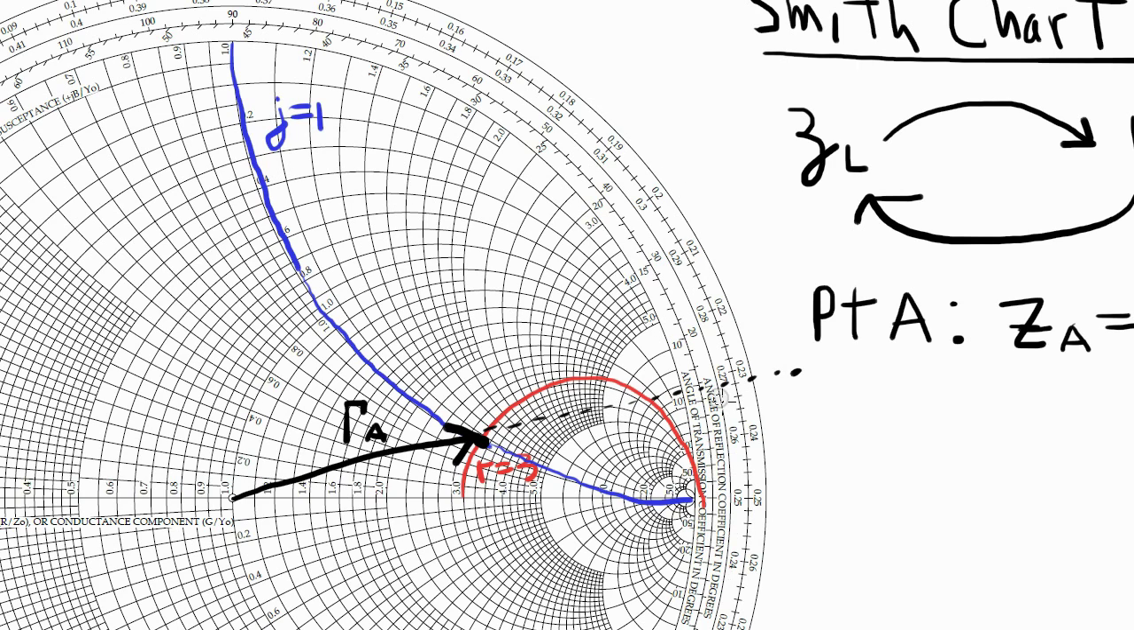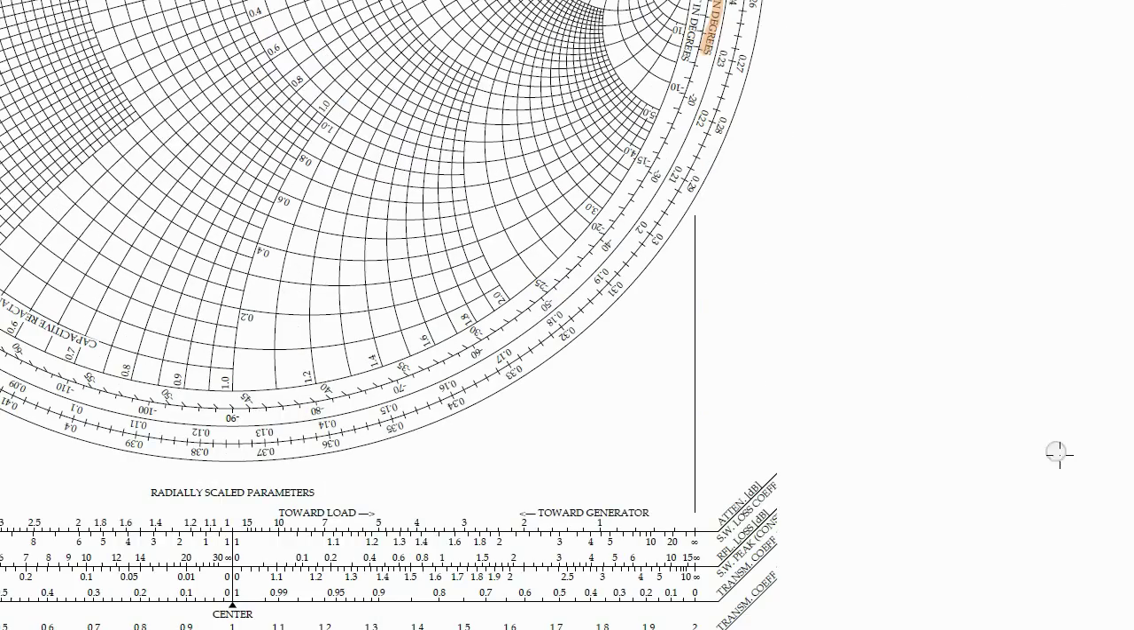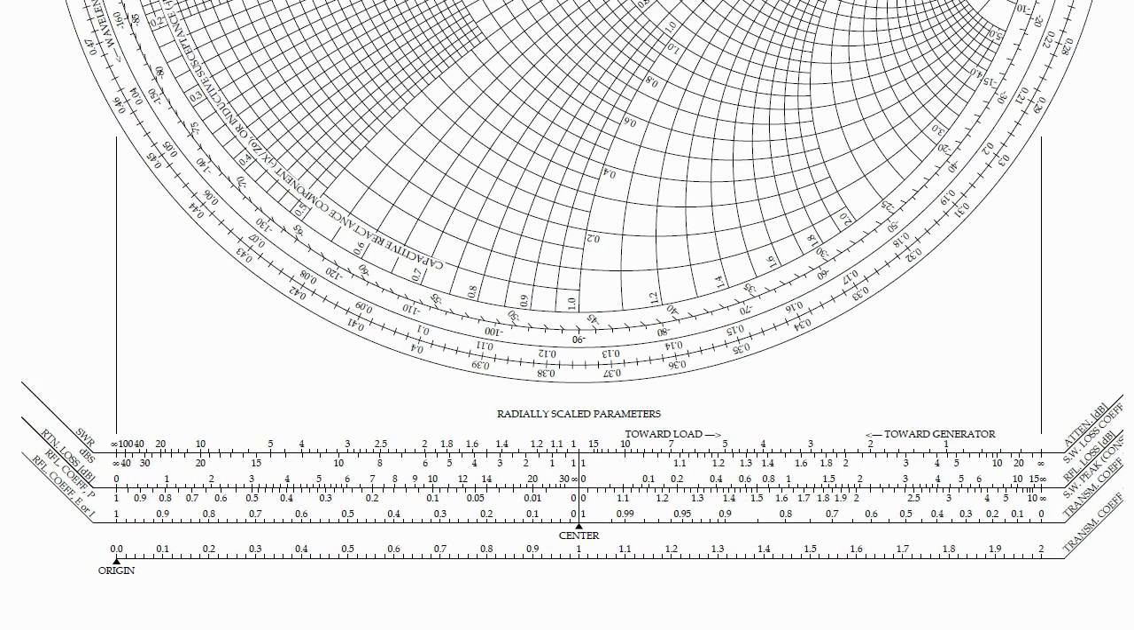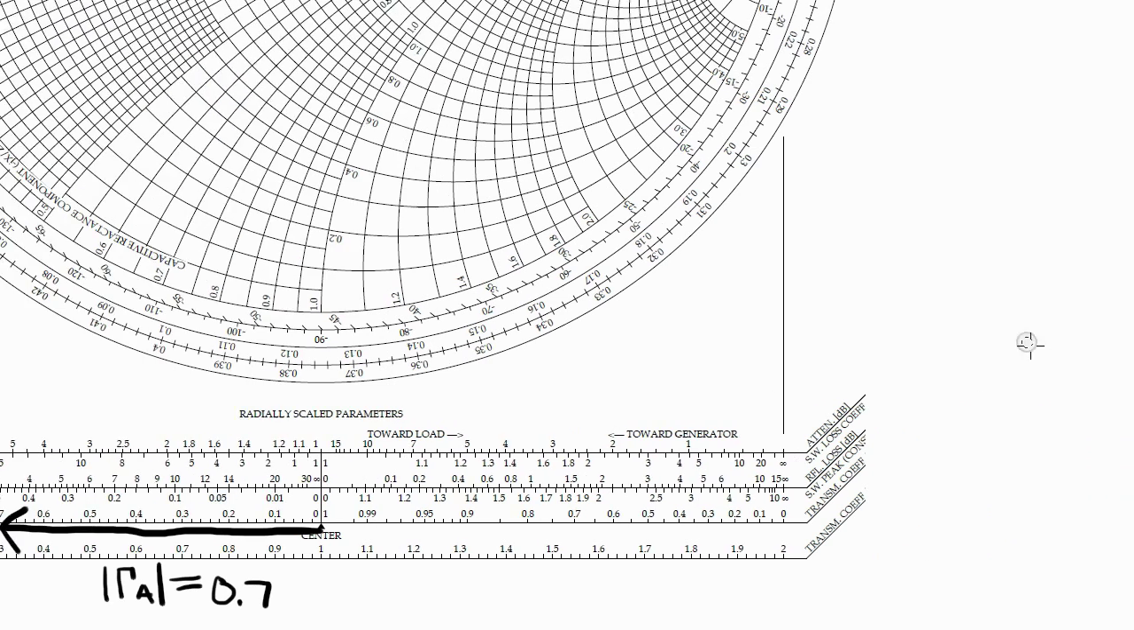Now, to find the angle of gamma A, we extend the vector to the angular scale. That's the angle of the reflection coefficient in degrees scale. And we find that the angle is right about, let's say, 15 degrees. Now to find the magnitude of gamma A, I'm going to use the ruler at the bottom and imagine that I can transfer the length of gamma A down to the scale and find that the magnitude is equal to 0.7. Okay, so let's say that that is the case for this particular example.